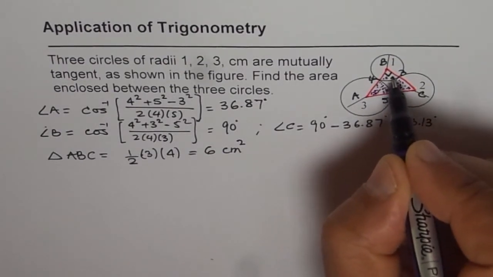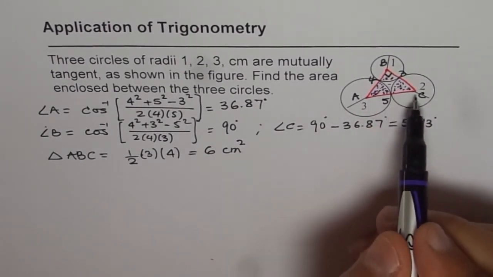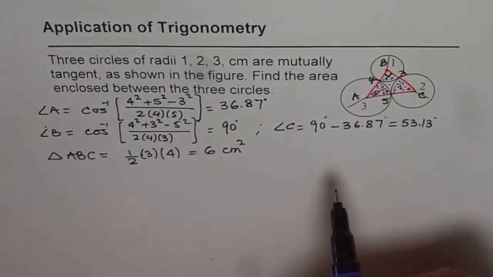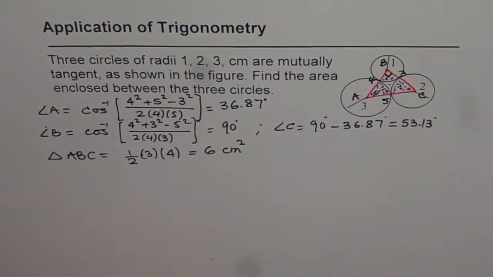So how do we find area of these sectors? If we take away area of the sectors from the area of the triangle, we do get the area of space in between, right? How to find area of the sector?